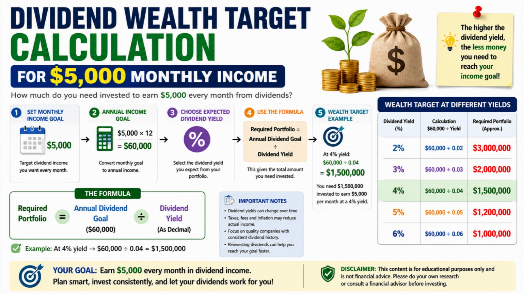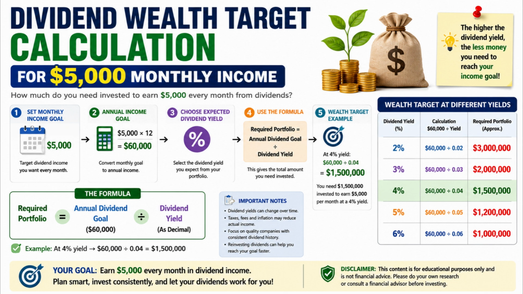Now let's look at the worked example. If we assume a 4% dividend yield, we convert 4% into decimal form, which is 0.04. Then we divide $60,000 by 0.04. This gives us $1,500,000. Therefore, to earn $5,000 per month in dividends at a 4% yield, you would need about $1.5 million invested. However, the amount required changes depending on the dividend yield.